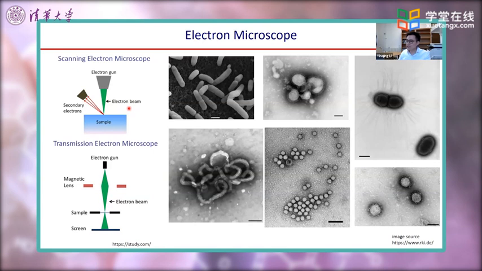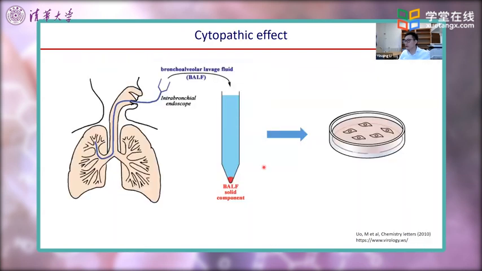In fact, many of the pathogens were first identified under the electron microscope. Here we have E. coli, influenza viruses, Ebola virus, and here are the coronaviruses. Some of these pathogens even got their names based on their look under the electron microscope. The coronavirus, for example, got its name because it looks like little crowns on the surface when people first saw them. So that's electron microscope-based visualization.